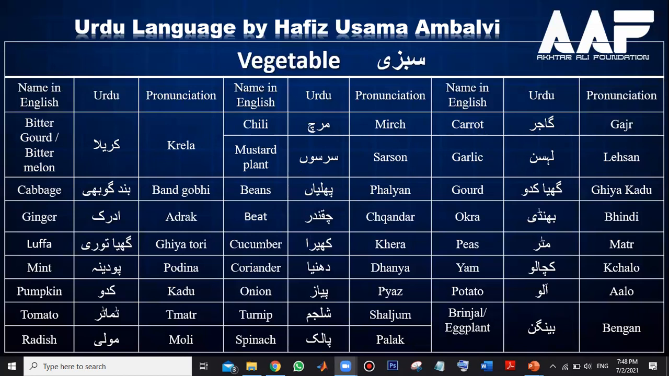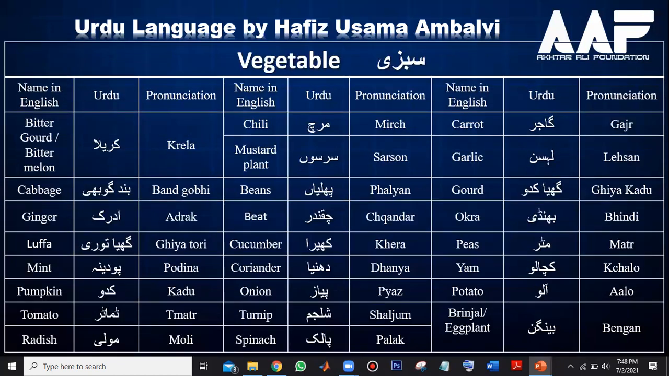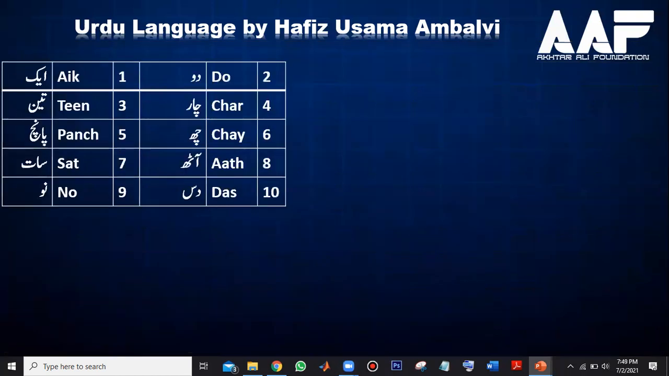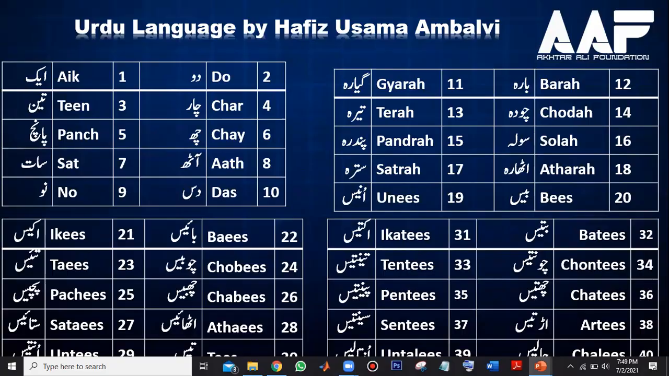If you have any question in today's lecture, you can ask. No questions, but can you send this? Yeah, I will send these two pictures in the group so that we can practice. And also the numbers. You also have to read the numbers.